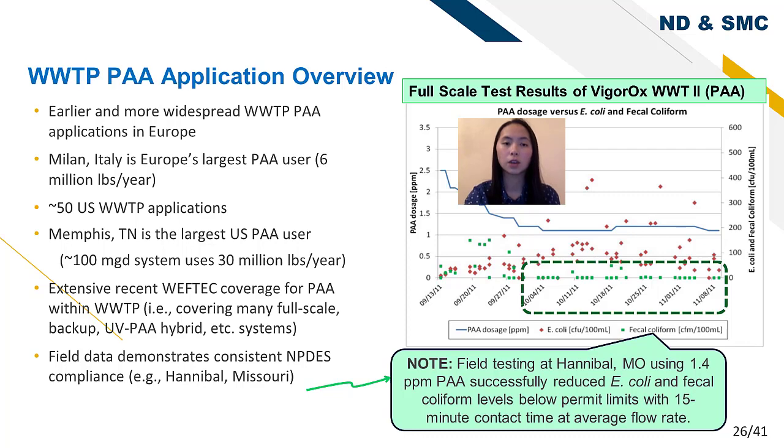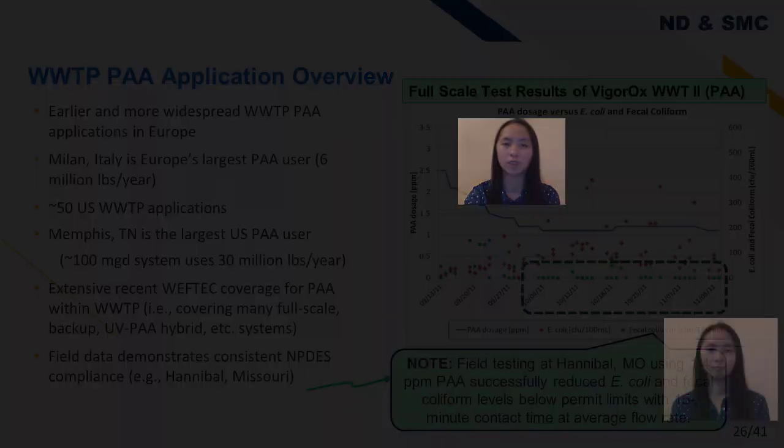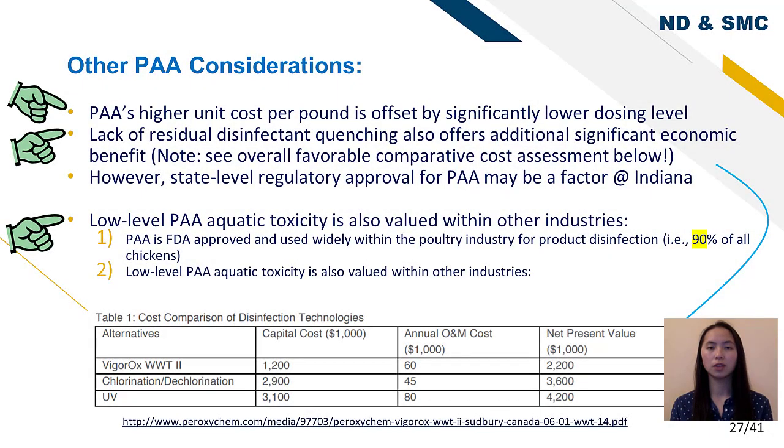This graph depicts peracetic acid dosage versus E. coli and fecal coliform concentrations over time. As with any solution, peracetic acid has some potential disadvantages. Peracetic acid is more expensive than sodium hypochlorite per pound. However, this difference is offset by the fact that peracetic acid requires lower dosing levels and does not require an additional quenching agent. A table with a cost assessment is included below.